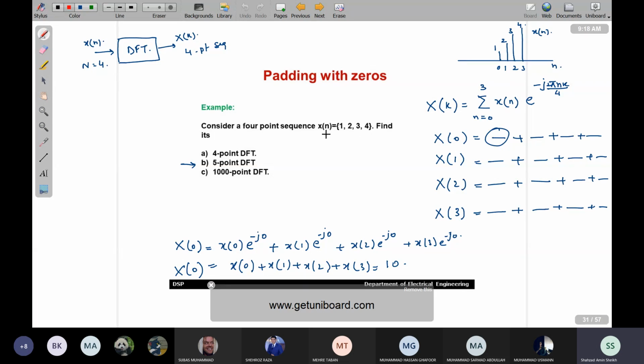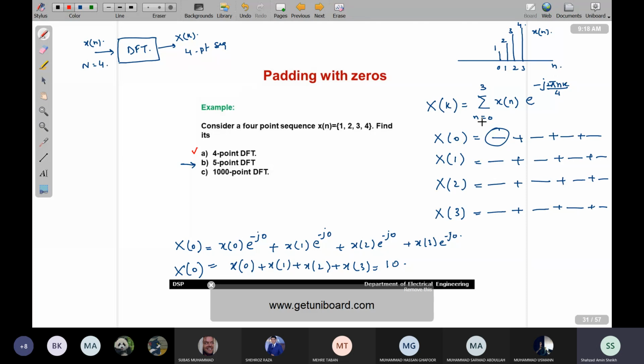Okay, great. So x of n is equal to 1 2 3 4, that is x of n = 1 2 3 4 0 1 2 3, and we have to find its 4-point DFT, which is quite normal, because x of n is a 4-point sequence. As a result of that, the DFT will be a 4-point sequence as well.